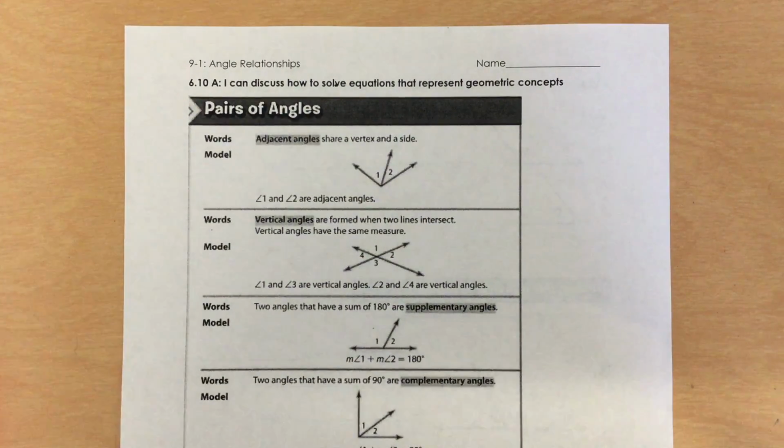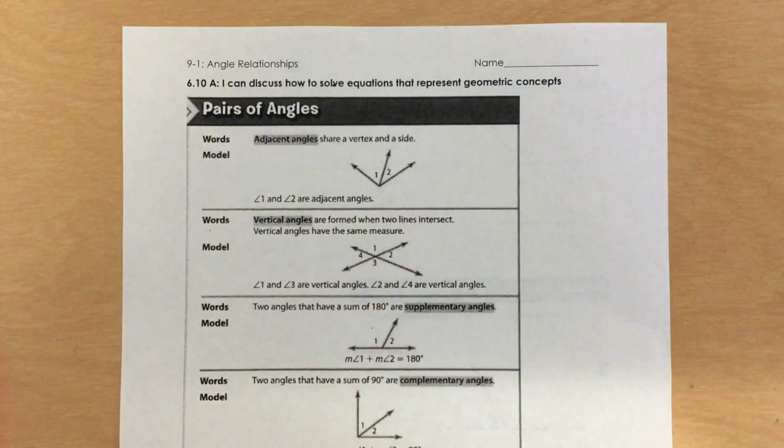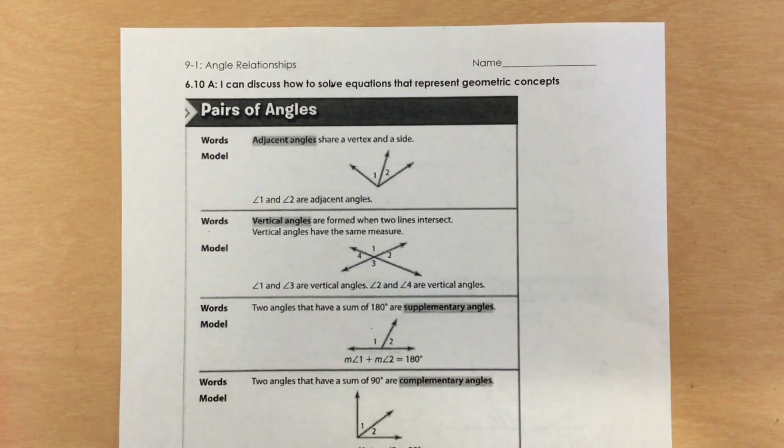Hey guys, today is chapter 9, starting with lesson 1, angle relationships. Our objective is 6.10a. I can discuss how to solve equations that represent geometric concepts.